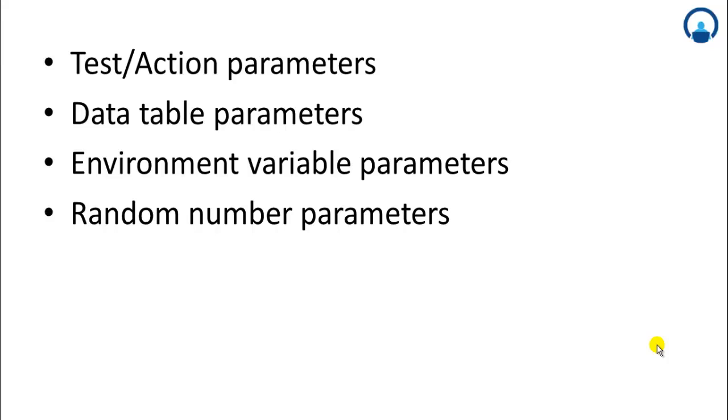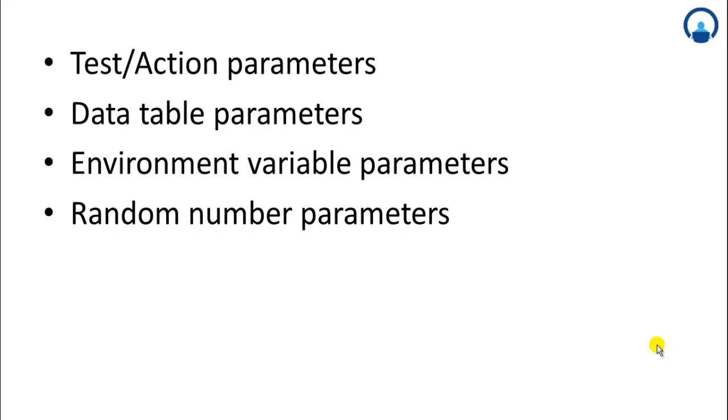Environment variable parameters, I've already explained to you. They are built-in and user-defined environment variables. Using an environment variable, suppose we define a value of an environment variable in a particular action, we can reuse this value in some other action. So in this way, the actions communicate with each other through environment variable parameters.